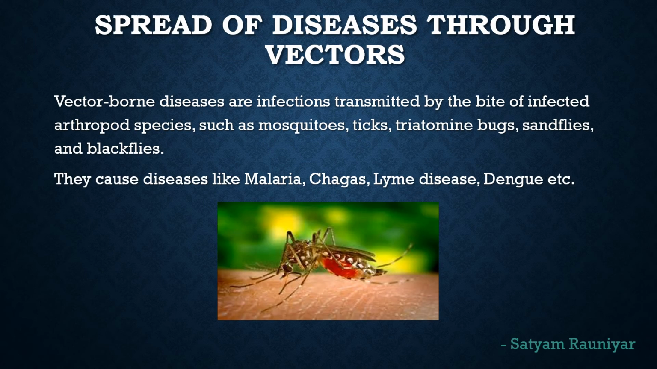Spread of diseases through vectors. Vector-borne diseases are infections transmitted by the bite of infected arthropod species, such as mosquitoes, ticks, triatomine bugs, sandflies, and black flies. They cause diseases like malaria, Chagas, Lyme disease, dengue, etc.